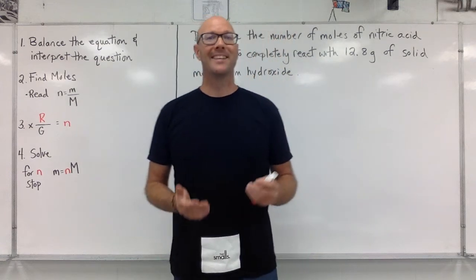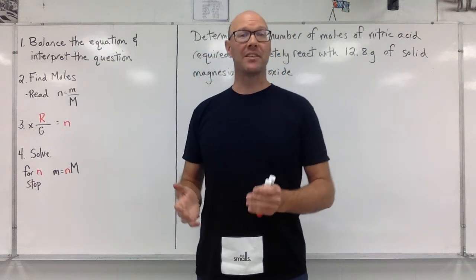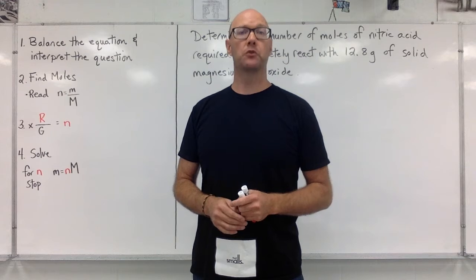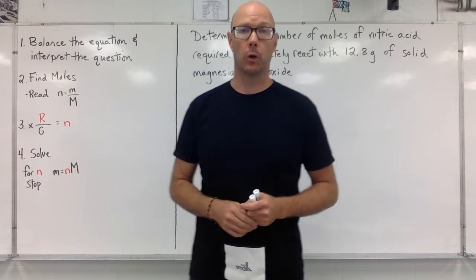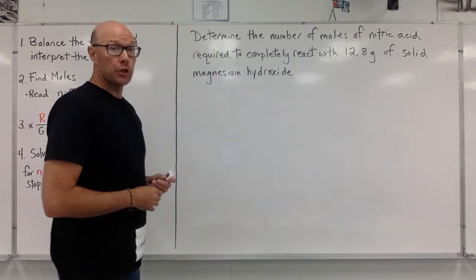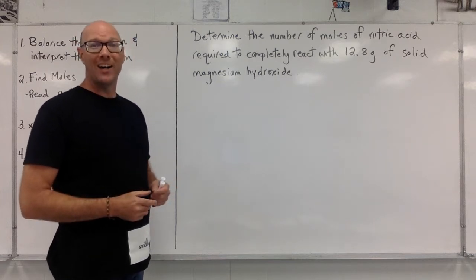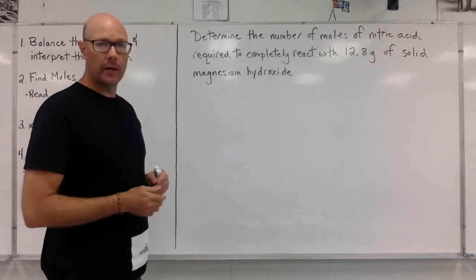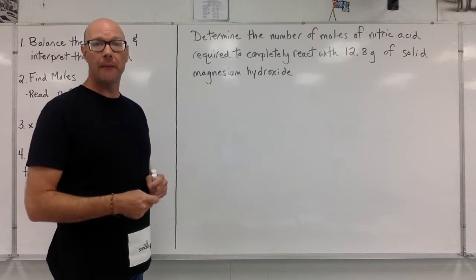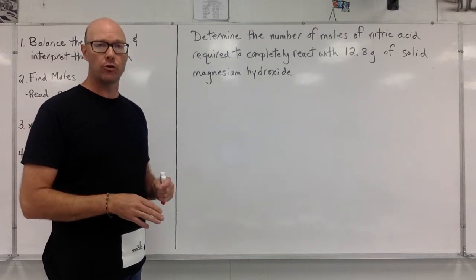Hi everyone. This is an example of what we call a mass to mole style of stoichiometry problem. Here we go. Determine the number of moles of nitric acid required to completely react with 12.8 grams of solid magnesium hydroxide.